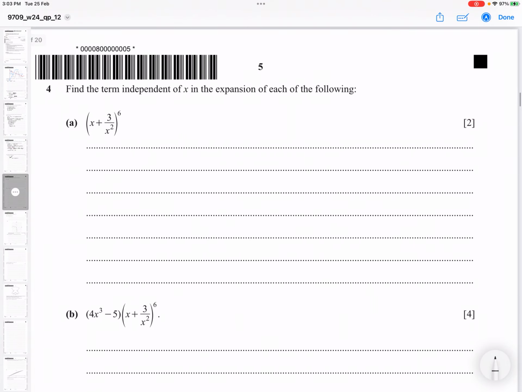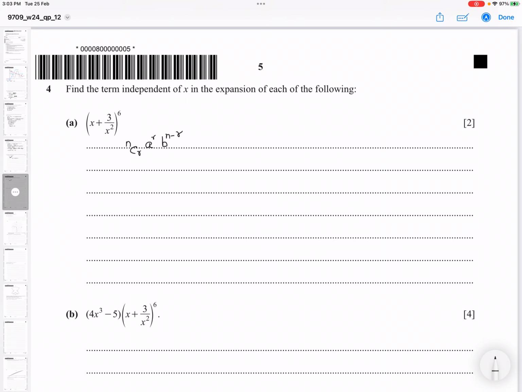My next question 4, find the term independent of x in the expansion of each of the following. So independent of x, we use a specific term formula which is nCr a power r b power n minus r. So we have to find the value of r.